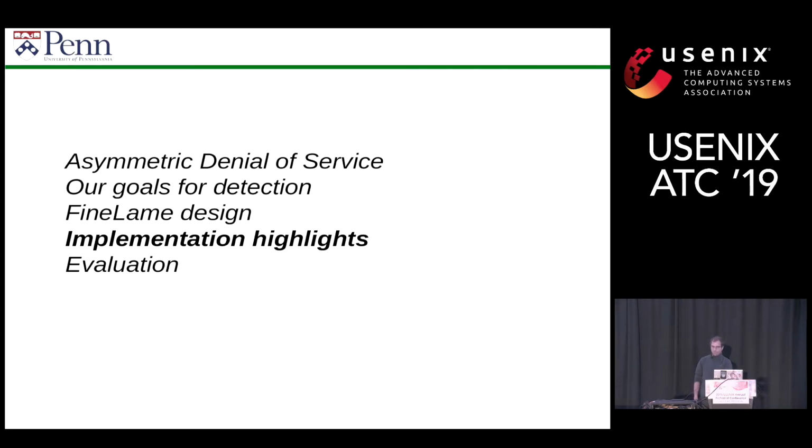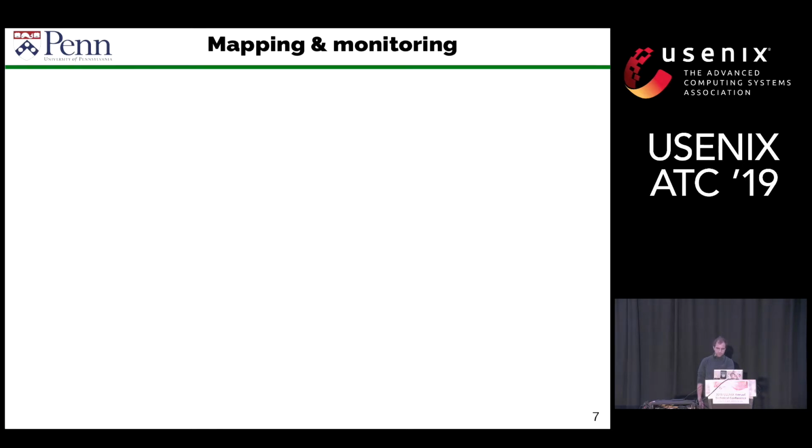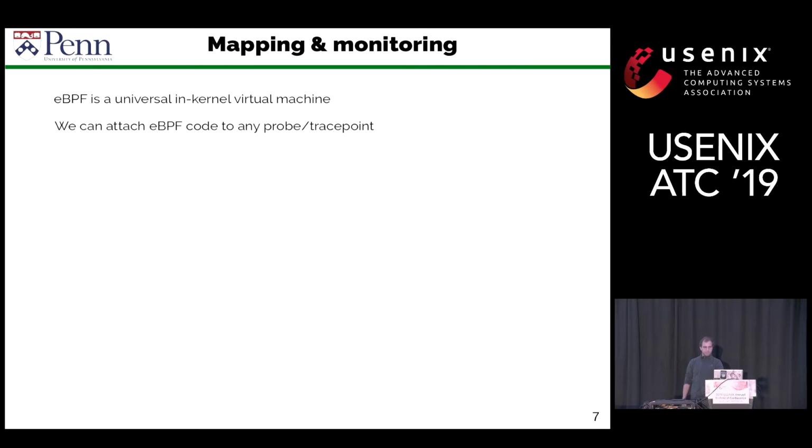So I'm going to go over a couple of implementation highlights, which are crucial to understanding the challenges for FineLame. We are using eBPF to implement both request mappers and monitors. eBPF is a universal in-kernel virtual machine. Probably many of you here know about BPF. eBPF is not only a packet filter. It allows you to write arbitrary pieces of code. That allows us to attach those pieces of code to any probe or tracepoint in your system. So for request mappers, we can have our request mapping logic associated with our key processing function.